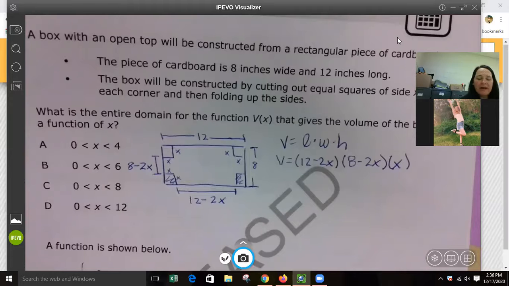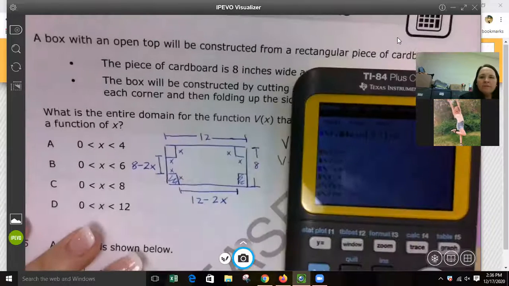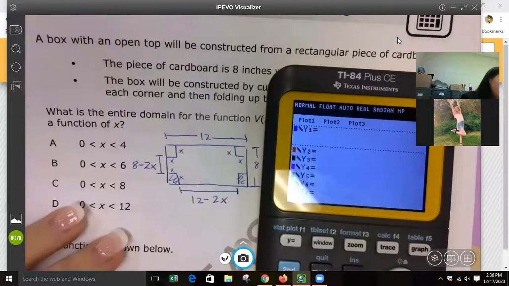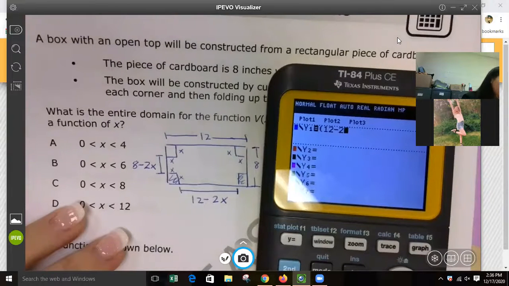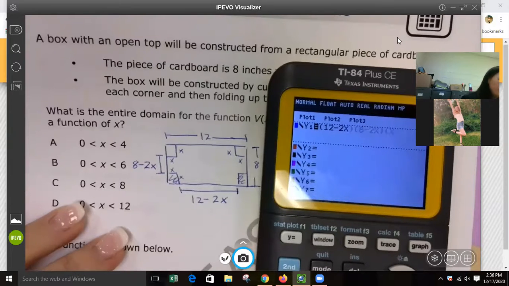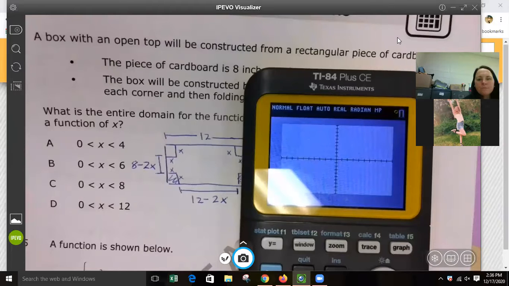And remember, domain is your x values. So I'm going to go ahead and put it in this one. I'm sorry for the glare. I'll try to turn it up and fix it. All right. So we had 12 minus 2x, 8 minus 2x, and just x. And when I graph that, it'll take just a second.